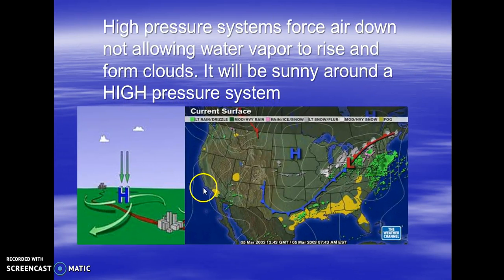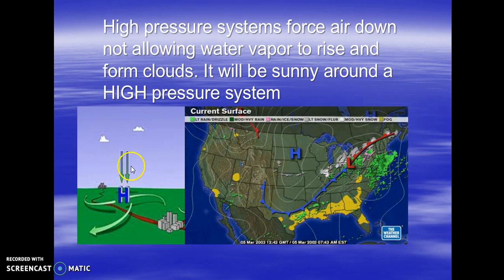All right, so we got an example here. This is just a regular map. You can see a high pressure system where the air is dropping down. You can see the high pressure system here. There's not any rain around this high pressure. Well, it's because the air is being pushed down.